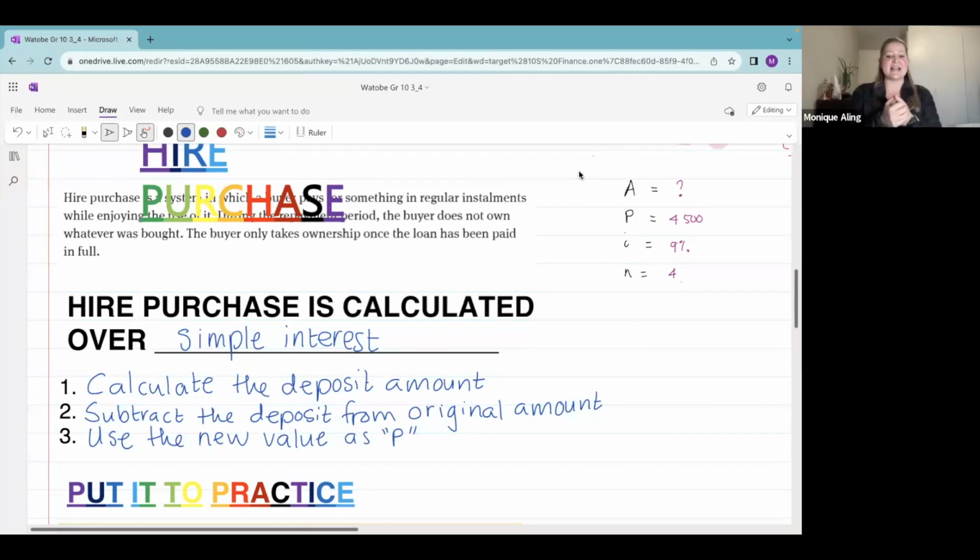Okay, so guys, that's exactly it. It's the amount that you pay up front before you start paying your monthly installments. It can be 10%, it can be 15%. So it's always given to you as a percentage, and you need to work out what so-and-so needs to pay up front before they can do their regular monthly installments to pay off the item that they want to buy.